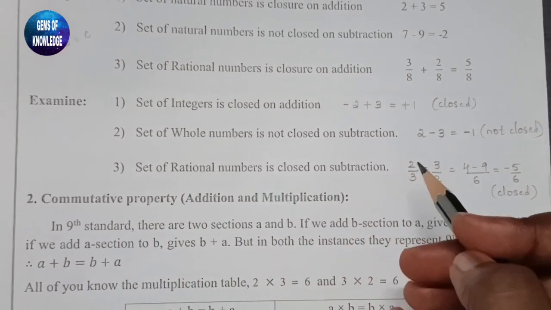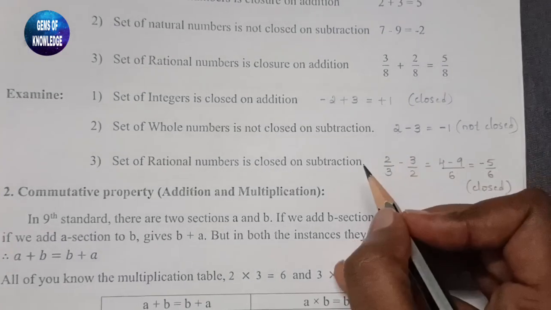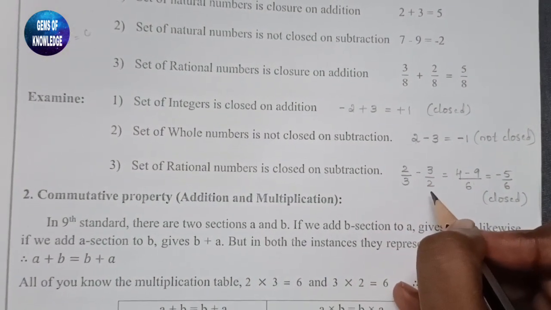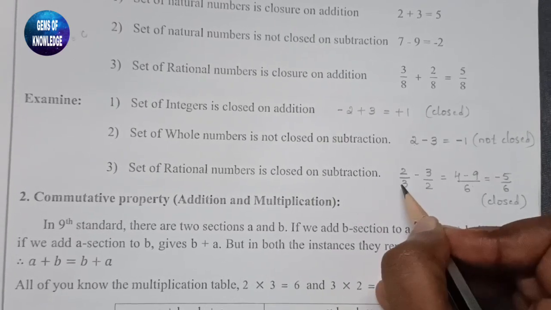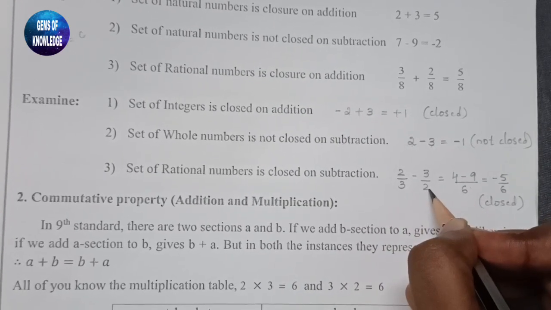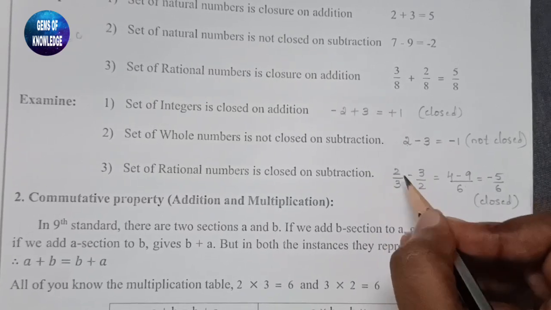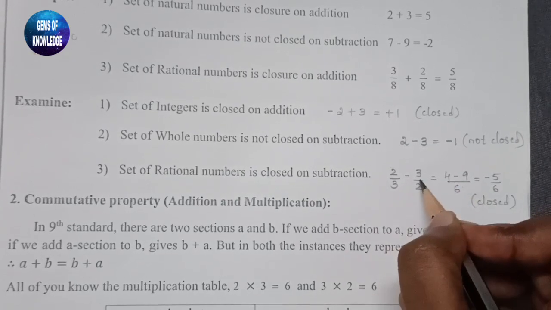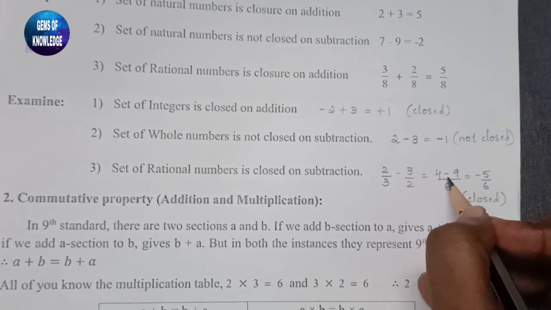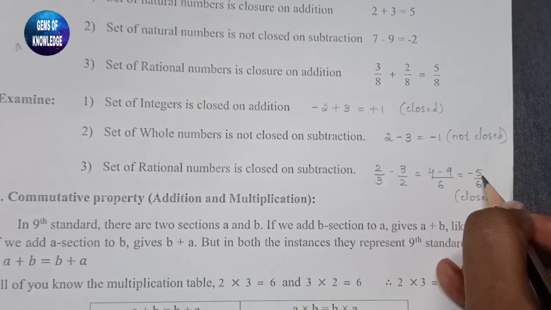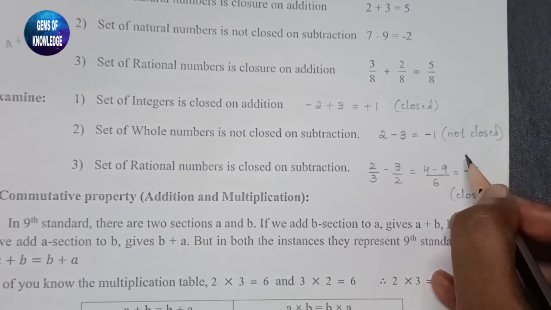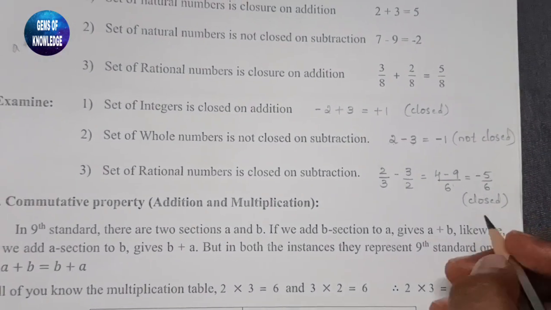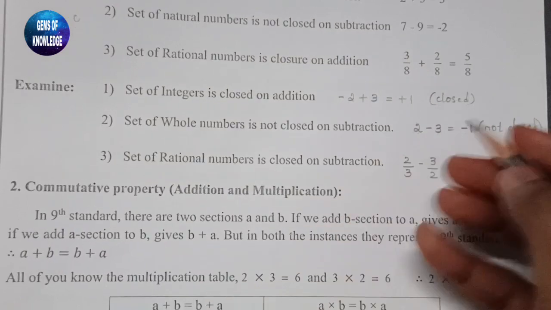We have to show that rational numbers come under subtraction. So I have taken a simple example, 2 by 3 minus 3 by 2. If you multiply, 3 2s are 6, and if you cross multiply, 2 2s are 4, the minus stays as it is, and 3 3s are 9. So 4 minus 9 gives minus 5 divided by 6. Obviously, minus 5 by 6 comes into the negative rational numbers, so it is closed under subtraction.